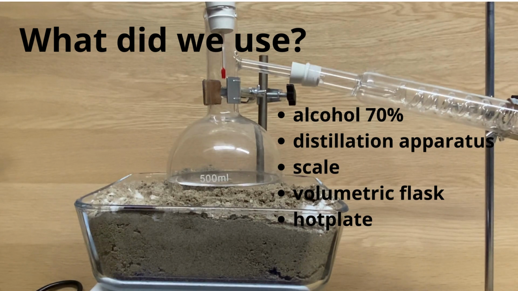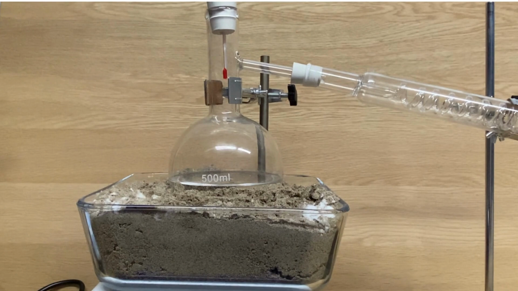For this experiment, we will use denatured alcohol of 70%, a distillation apparatus, a scale, a volumetric flask, and a hot plate. As mentioned, the alcohol is denatured, which means that you cannot drink it. This way it can be sold without having to tax the alcohol. It is 70% and we will try to make it a higher percentage. In other words, pure. The purified alcohol we then have can be used in the lab for other processes, such as solvent.